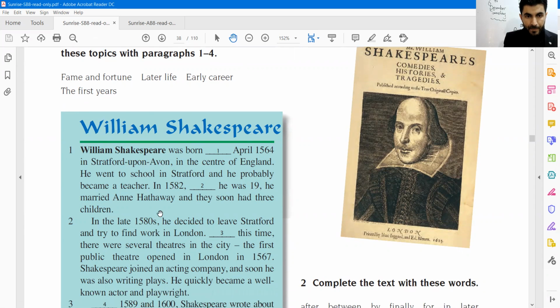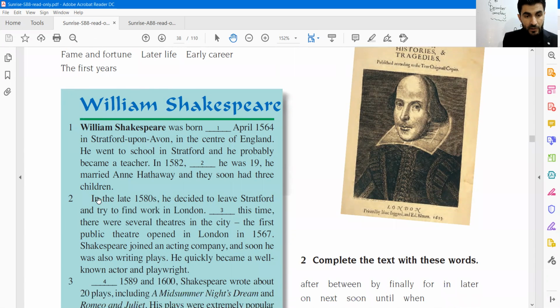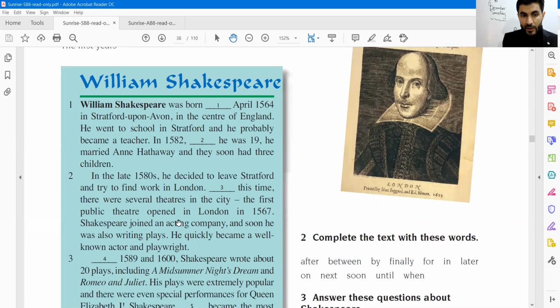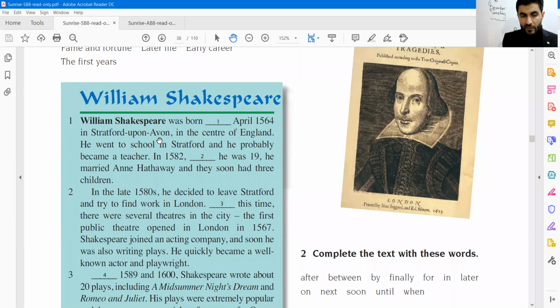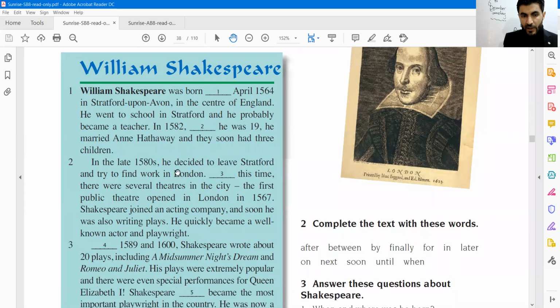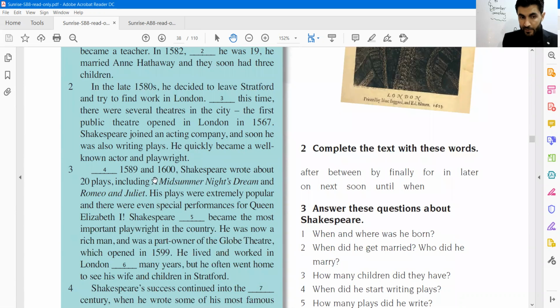Number two, we've got early career. What did he do first? Okay, first he went to London and he worked in a theater. He started writing plays and also he became a well-known actor at that time. So this one is the early career. As I said before, the first years of Shakespeare, and after that we've got the early career, and here he got very famous. He became very famous, so fame, and he got fame and fortune.